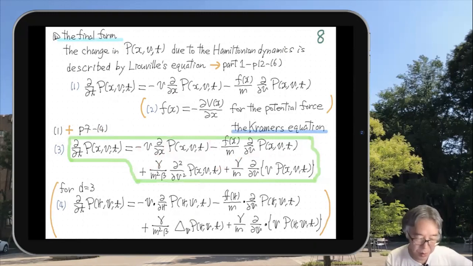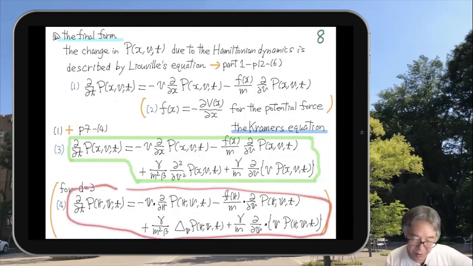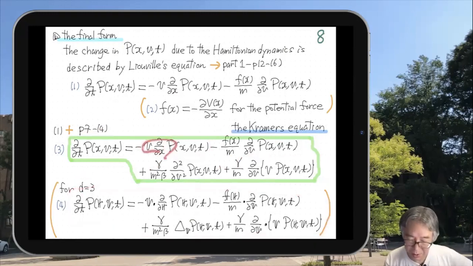And this, of course, was 1 dimension, but if you go to 3 dimensions, 1 particle, you get this. The rewriting is basically trivial. And actually, we had this before. And here, this second derivative should be Laplacian. And this part is this.